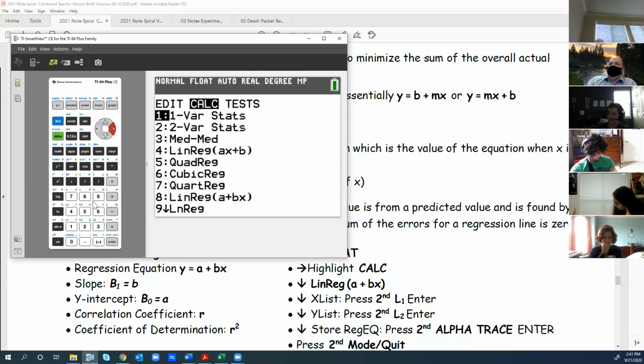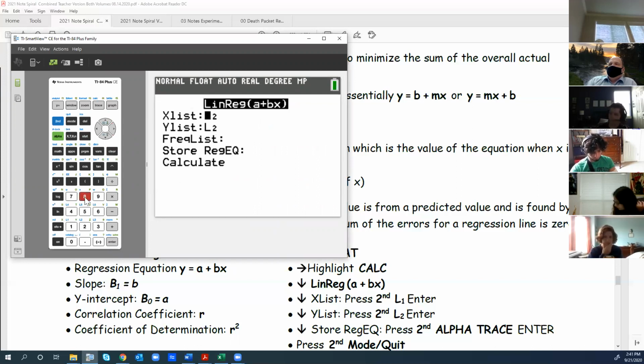So I'm going to drop down to 8. My X list, which was my distance, is in L1, so second 1. My Y list is in L2, so second 2. I don't have a frequency to deal with, but then I need to store the regression equation. This is super, super, super important. Not difficult, but super, super important for all your other work.